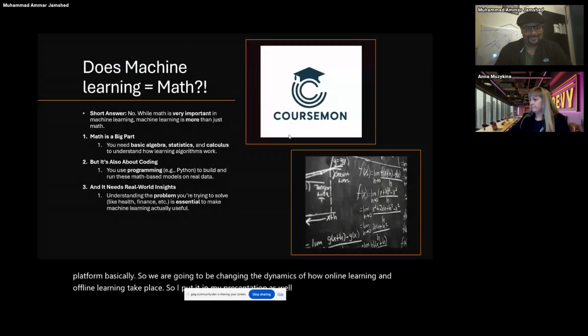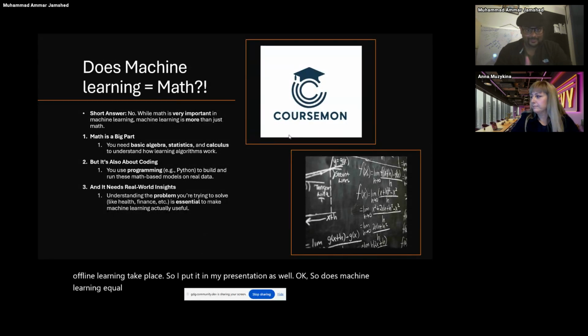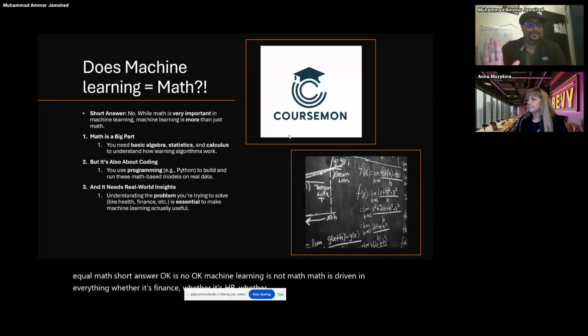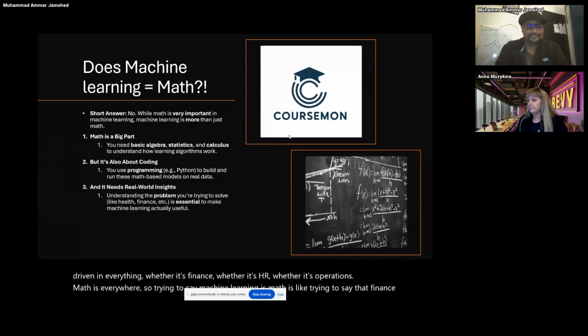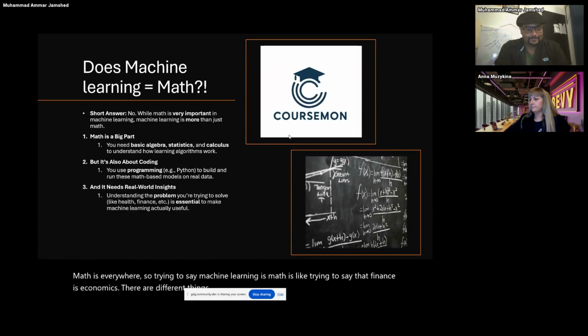So does machine learning equal math? Short answer is no. Machine learning is not math. Math is driven in everything, whether it's finance, HR, or operations. Math is everywhere. So trying to say machine learning is math is like trying to say that finance is economics. They are different things entirely. While machine learning involves math, yes, the logic of basic algebra, statistics, and calculus on how learning algorithms work.